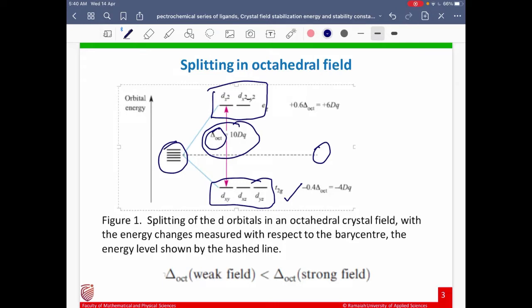We studied the factors affecting delta octahedral in our previous video lecture. The magnitude of delta octahedral is the strength of the crystal field, and the extremes of the crystal field are termed as strong field and weak field. So if the octahedral field is weak, then the value of delta octahedral will be lower, and if the octahedral field is strong, then the magnitude of delta octahedral will be high. So we can write delta octahedral in weak field is lesser than that of delta octahedral in strong field.